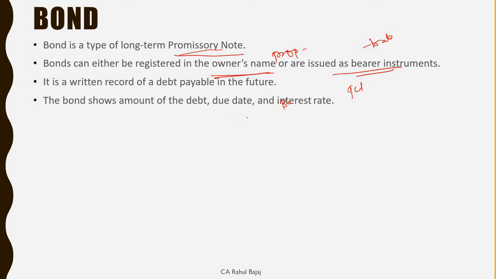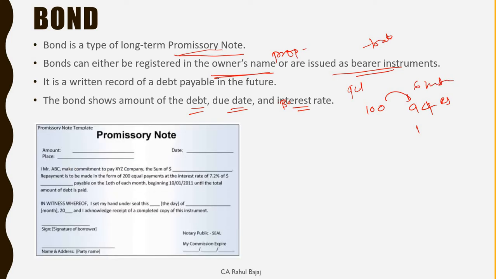Some bonds are given at a discounted rate. Say a 100 rupees bond is being sold at 94 rupees for 1 year. That discount becomes your interest portion. This is just to explain. This is a typical format I have copied from the internet to explain how a promissory note looks.